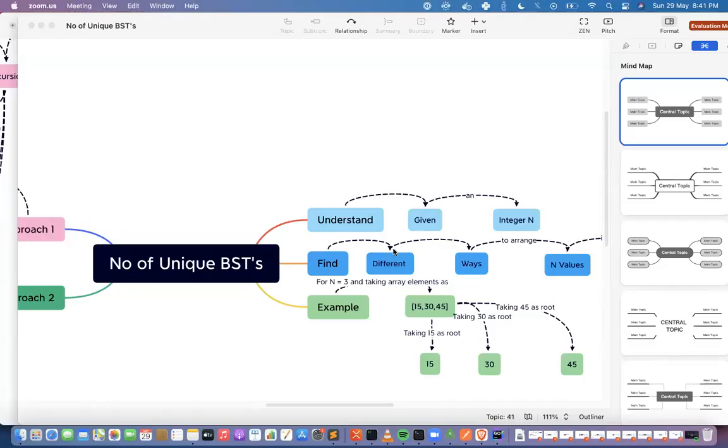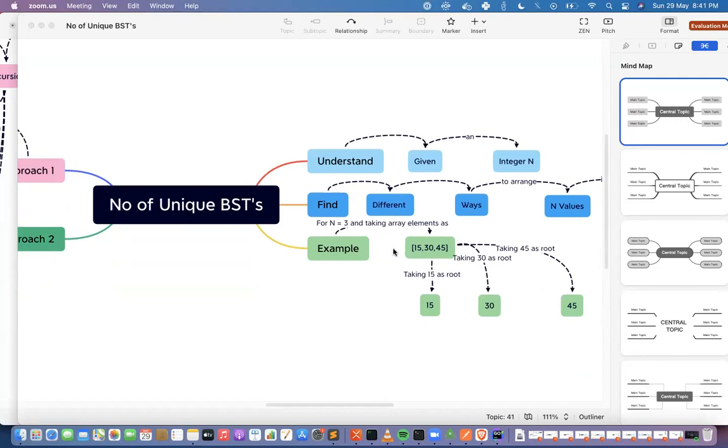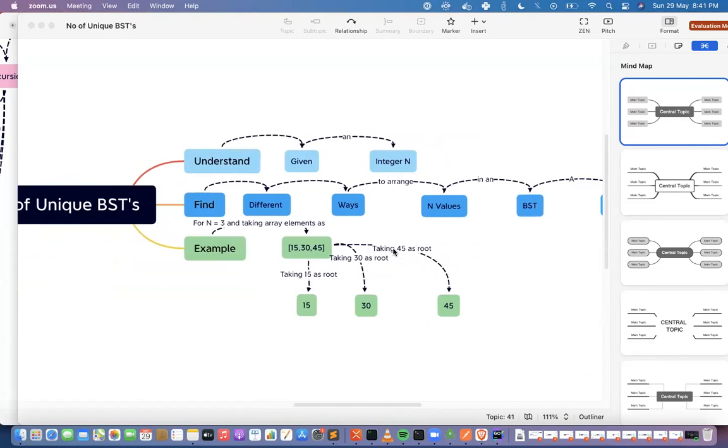If you see my screen, you have to understand this question. You just have to understand the language, that's it. The question is pretty similar to what we discussed, the Catalan number, which has various applications. We are just discussing one of the applications. The question says you have to determine the number of unique BSTs. We are given an integer and we have to find different ways to arrange n values in a BST.